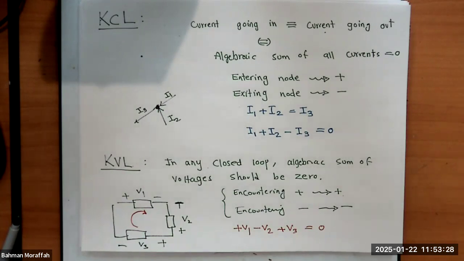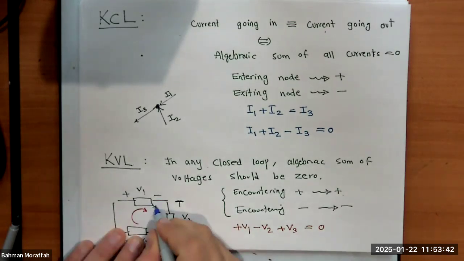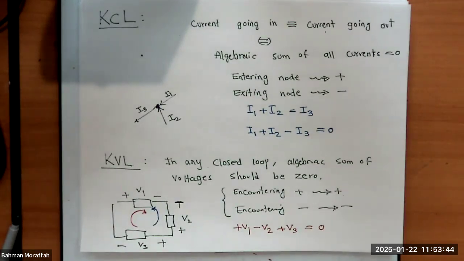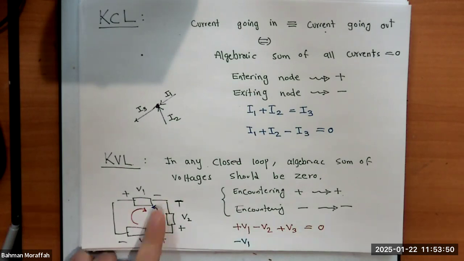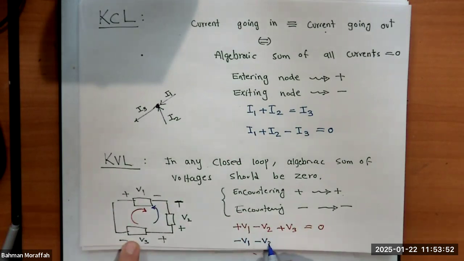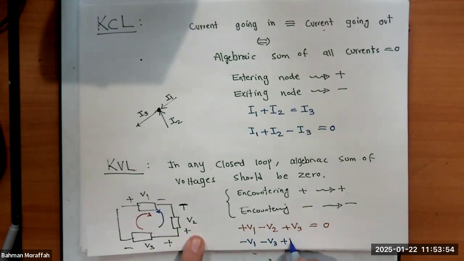One question that you should be asking is, why did you choose clockwise? Why not counterclockwise? Let's see what happens. Let's just choose counterclockwise. Let's just go this side. So let's start here. What do we have? We have negative V1, negative V3, plus V2, and that should be 0.